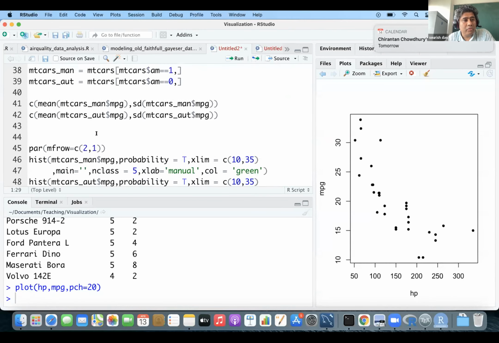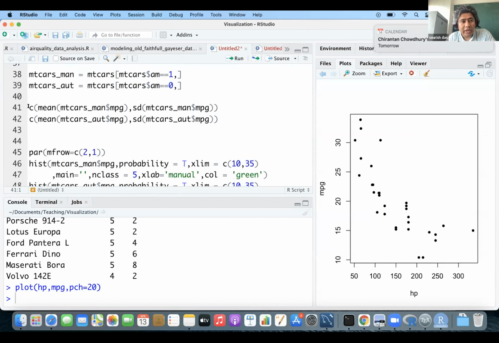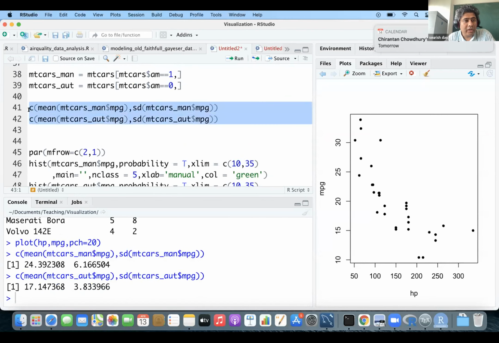Then we may have to create a bunch of tables like this, where we can put in the mean, the variance, this is for the manual car, this is for the automatic car. So we may have to create a bunch of tables and a bunch of plots. And this exploratory data analysis gives us motivators to develop certain models. Okay. And then we start developing the models.